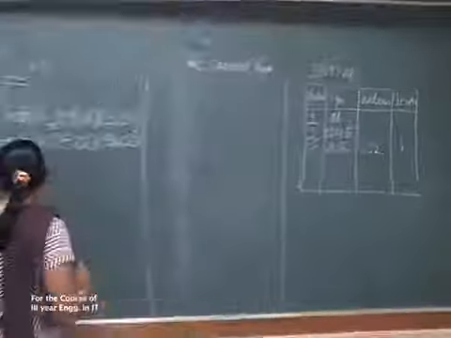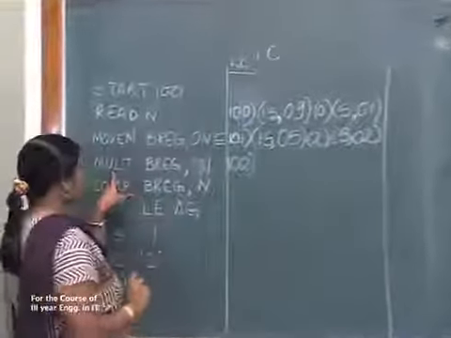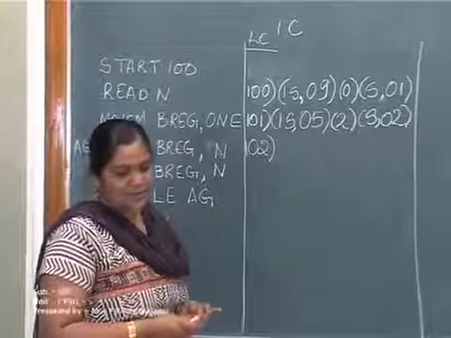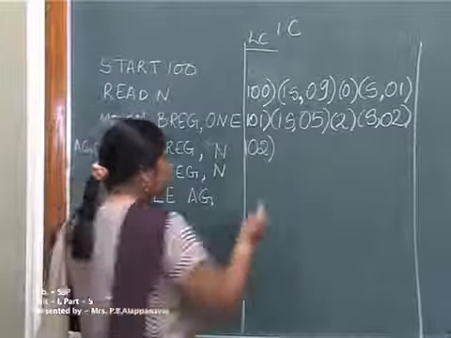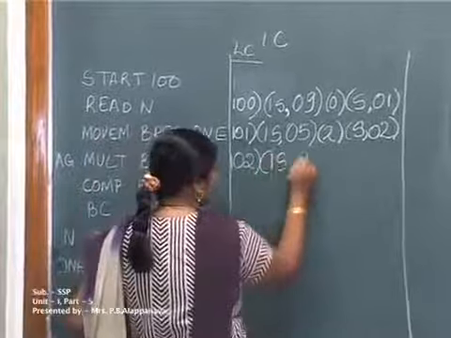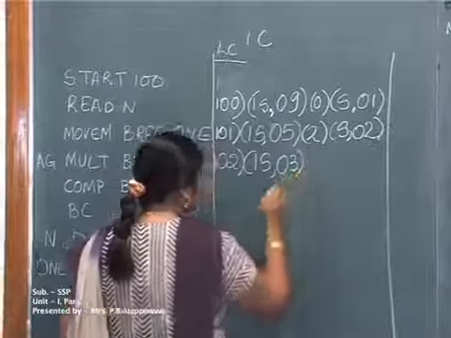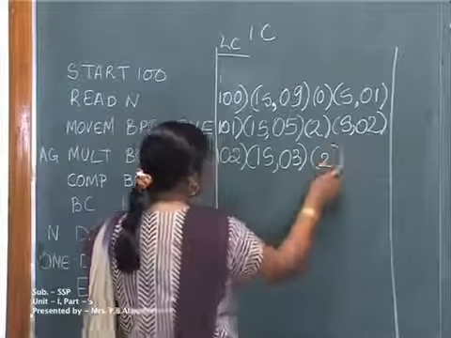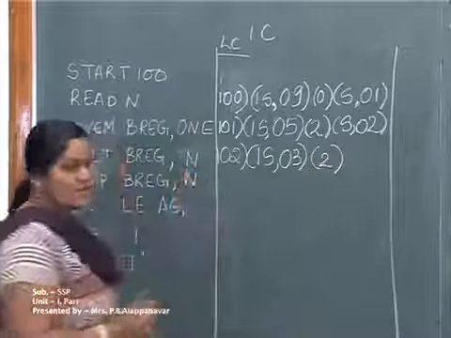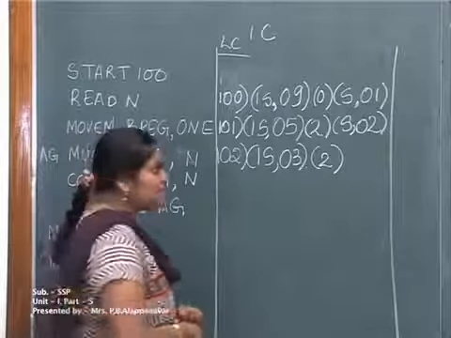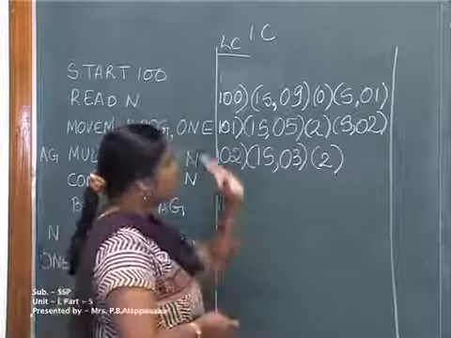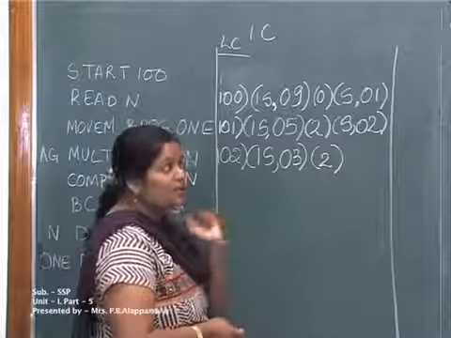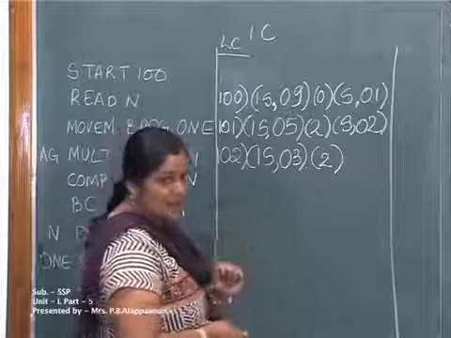Now after doing that, coming back to the statement for multiplication, it is an imperative statement, so multiplication has the code 03. So you will write IS, 03, and then BREG means the second register, so you will write 2. Now N happens to be a symbol. When you encounter a symbol, you have to first enter it into the symbol table, but before entering, you need to check whether N already exists in our symbol table or not.